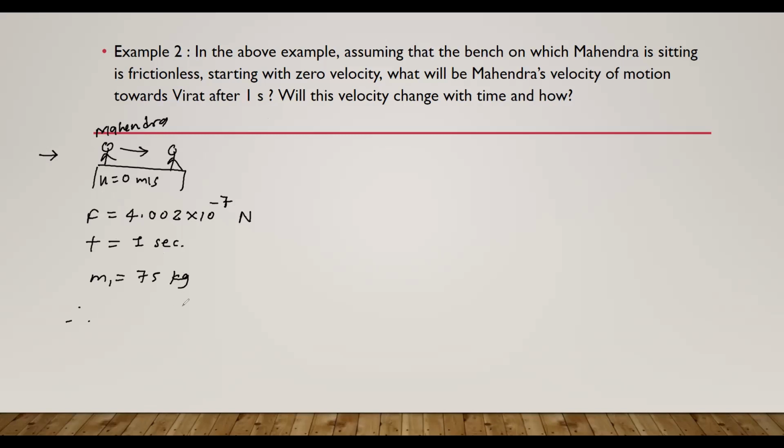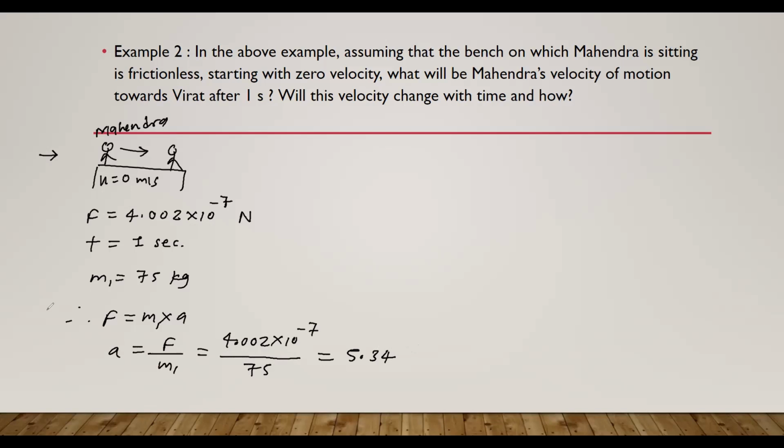So first of all, we will find out the acceleration because we have the force, we have the mass. So F is equal to mass into acceleration, M1 into a. So mass is 75. We will modify that formula first, so your acceleration will be F upon mass. So force is 4.002 into 10 raised to minus 7 divided by mass 75. So how much will you get? You will get 5.34 if you divide that.